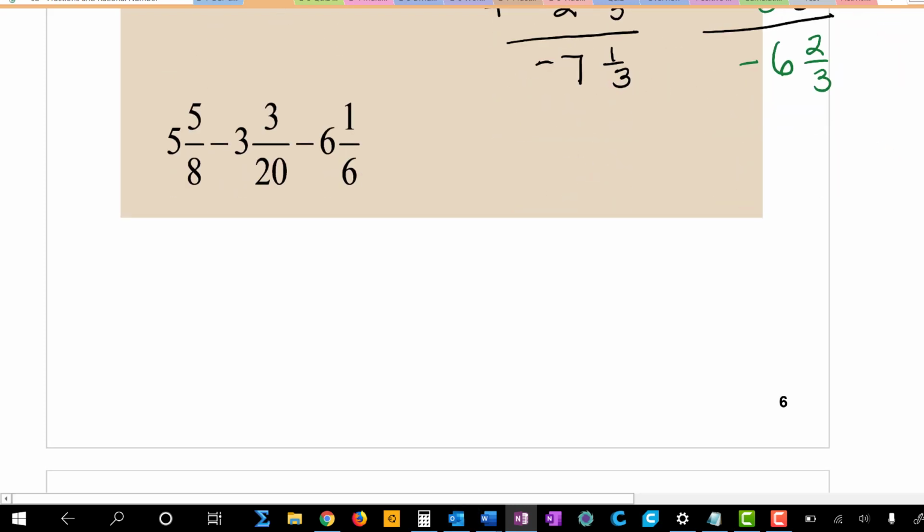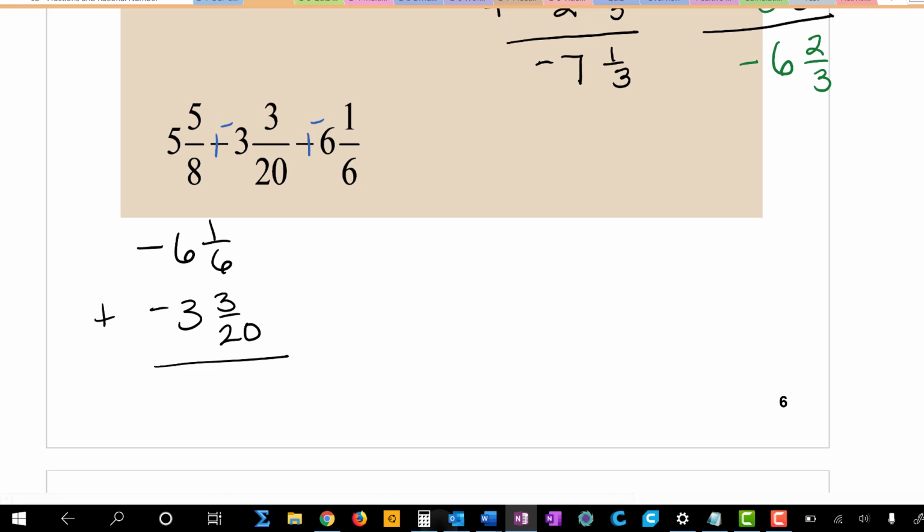I'm going to go ahead and change subtraction to addition right here. Then I'm going to add my 2 negatives together first, because once you have all addition, you can add in whatever order you want. So I'm going to add -6 1/6 plus -3 3/20.